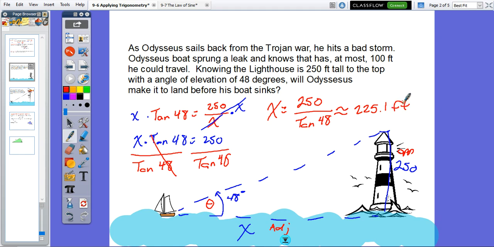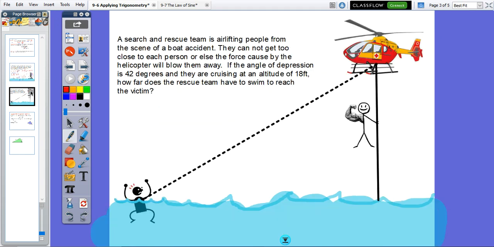So the question is, will he make it to land before his boat sinks? He won't. And that's the start of the Odyssey. So he won't. The answer is no to this problem. Let's look at our next problem here.